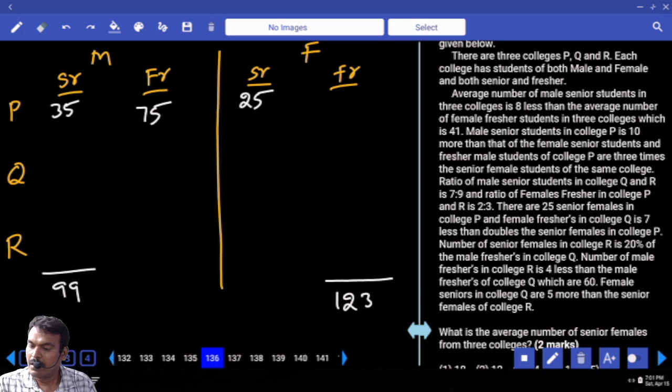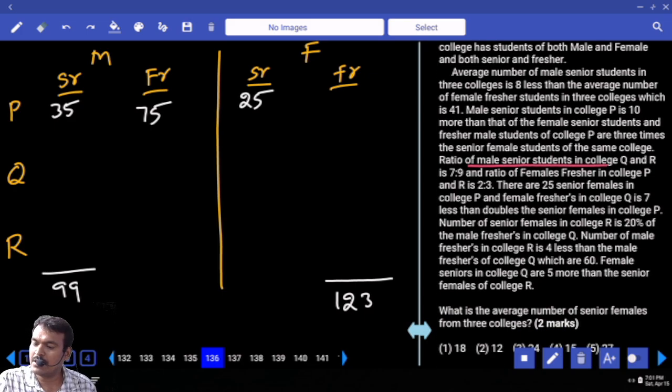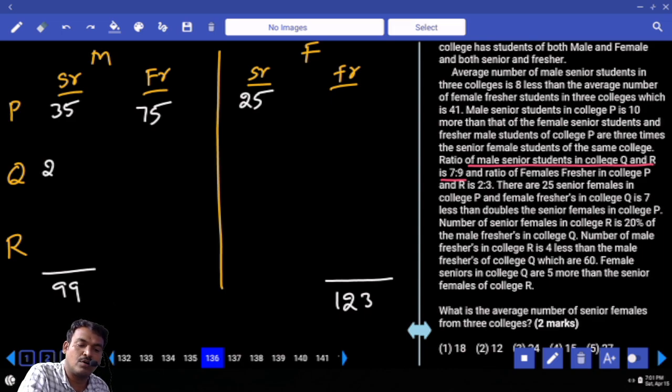Next, the ratio of the male senior students in college Q and R is how much? 7:9. Out of 99, 35 completed. What are the remaining? 64. 64 is split in 7:9 ratio. 7 plus 9, 16 parts. 16 parts are 64. Every one part is 4. 7 times 4 is 28. 9 times 4 is 36.